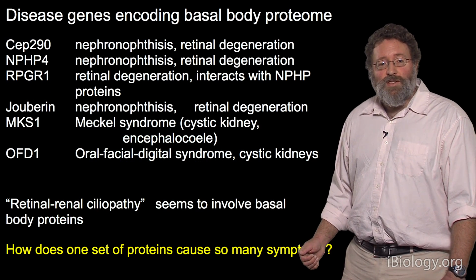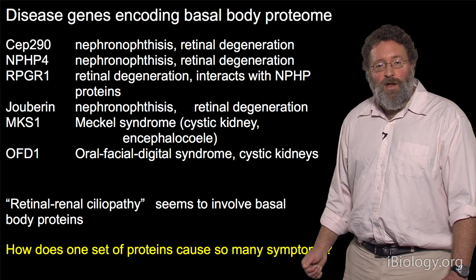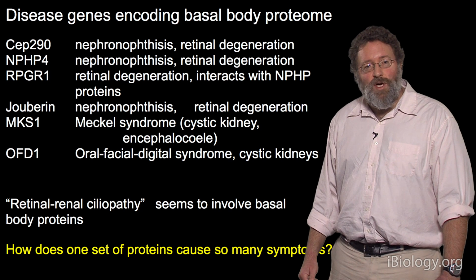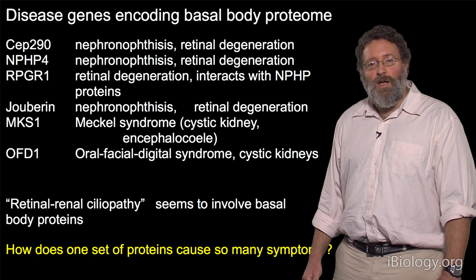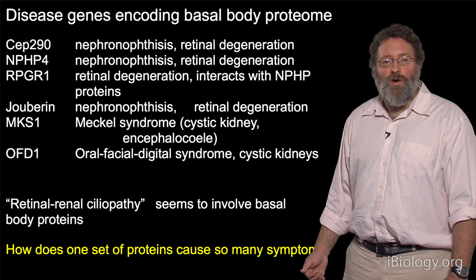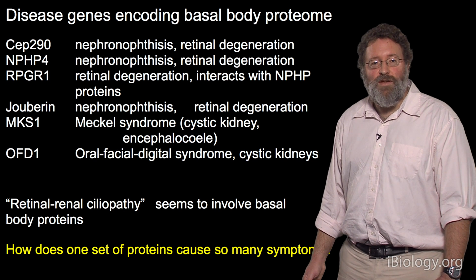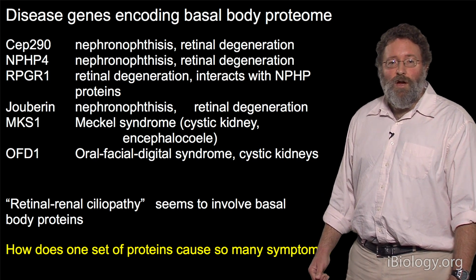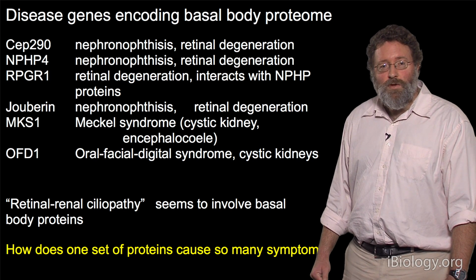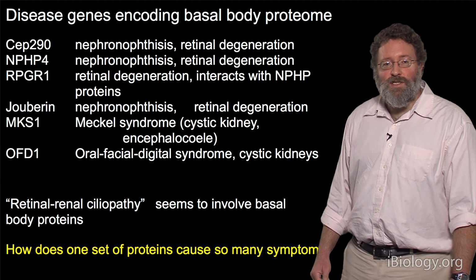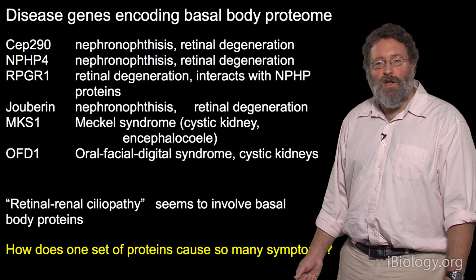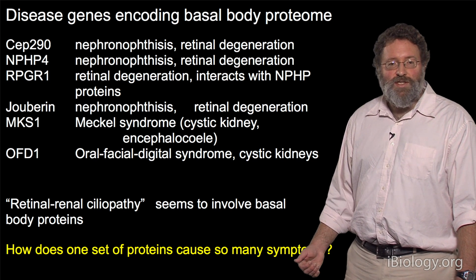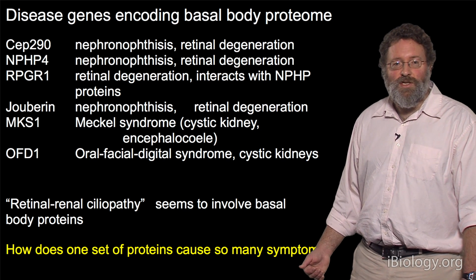When we looked at the proteins that made up the basal body, we got an interesting result. It turns out that a substantial number of the proteins we found in the basal body corresponded to genes that were already known to cause cilia-related defects, or defects that you could, in principle, relate to cilia. Here I'm just showing an example of some of them. For example, CEP290 causes a kidney disease called Nephronophthisis and also retinal degeneration. NPHP4 mutations also give you Nephronophthisis and retinal degeneration.